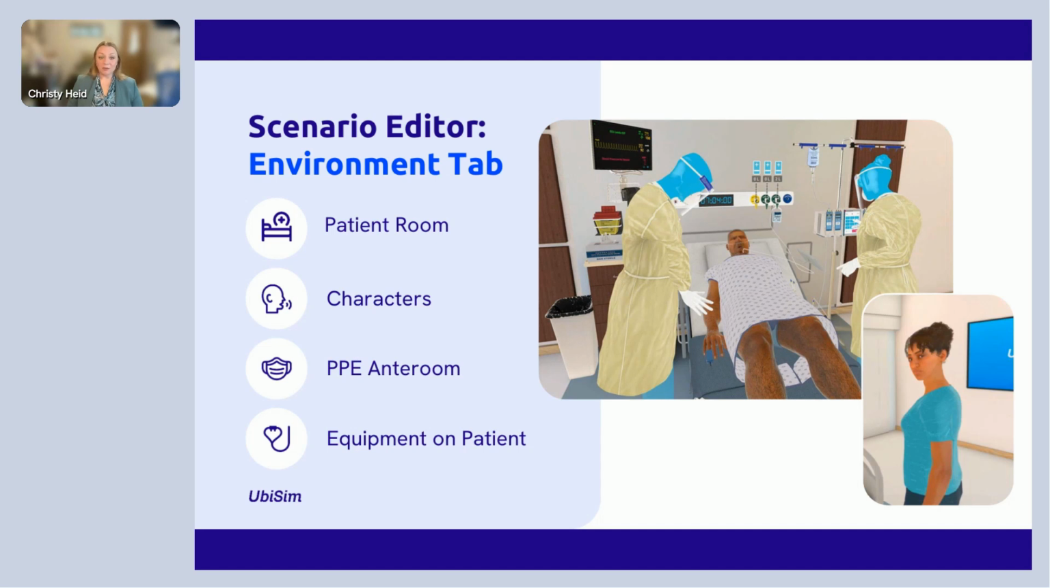Now, looking at the Environment tab, it lets you customize the patient room and equipment that's on the patient. Options can vary by different template. So you can add or remove items like monitors or call lights, place static characters with dialogues, place a catheter on the patient, or adjust patient-attached equipment like IVs or oxygen as well.